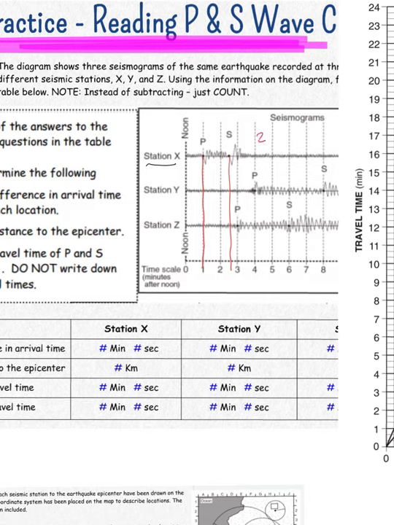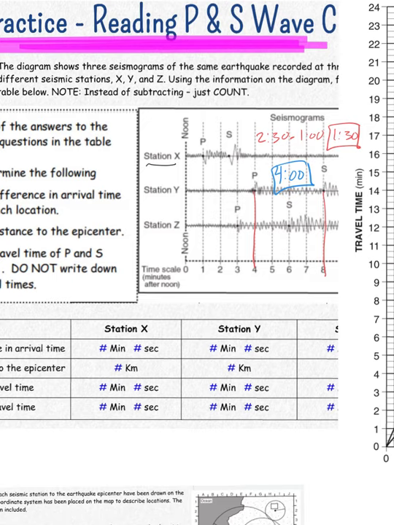So we get 2 minutes and 30 seconds for the S wave, okay, right there. And we get minus 1 minute for the P wave. So our difference would be 1 minute and 30 seconds. If we do the next one, our P wave is 4 minutes and our S wave is 8 minutes. So our difference for that one is 4 minutes. Okay.